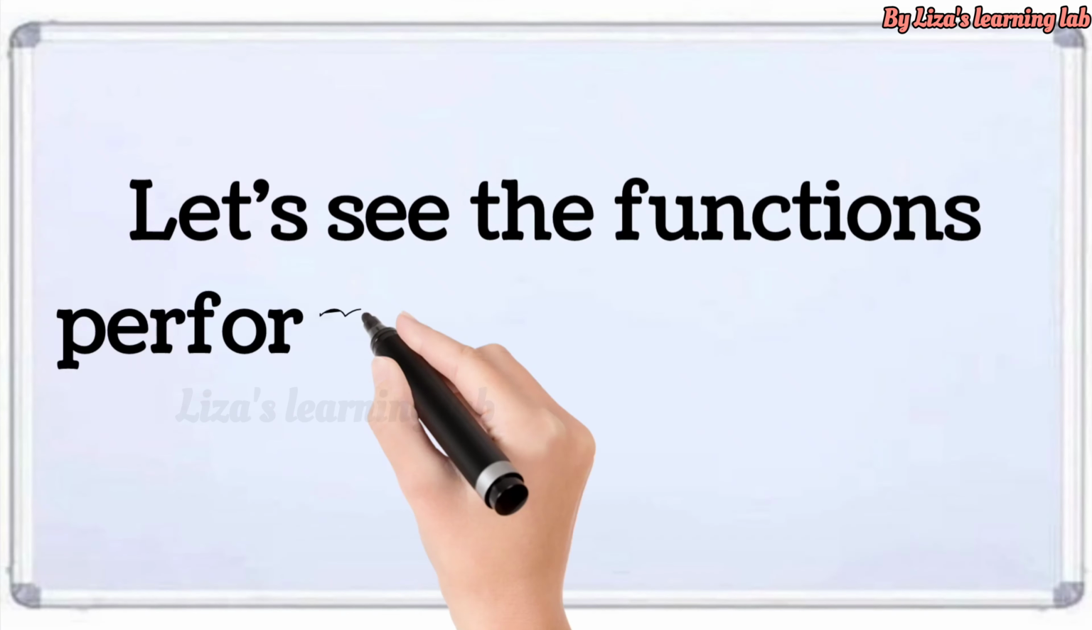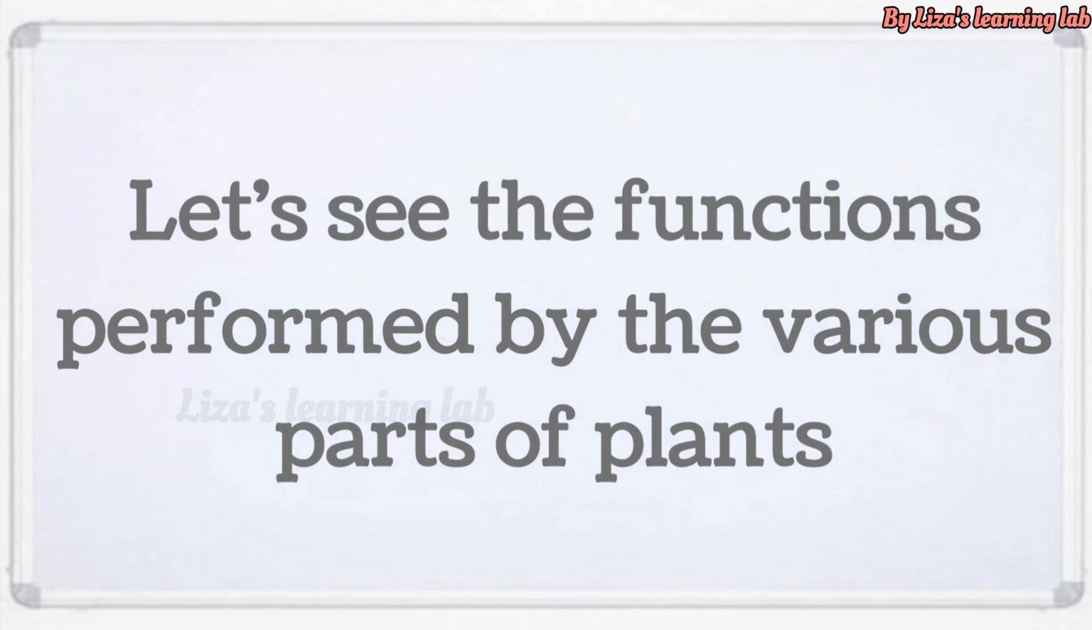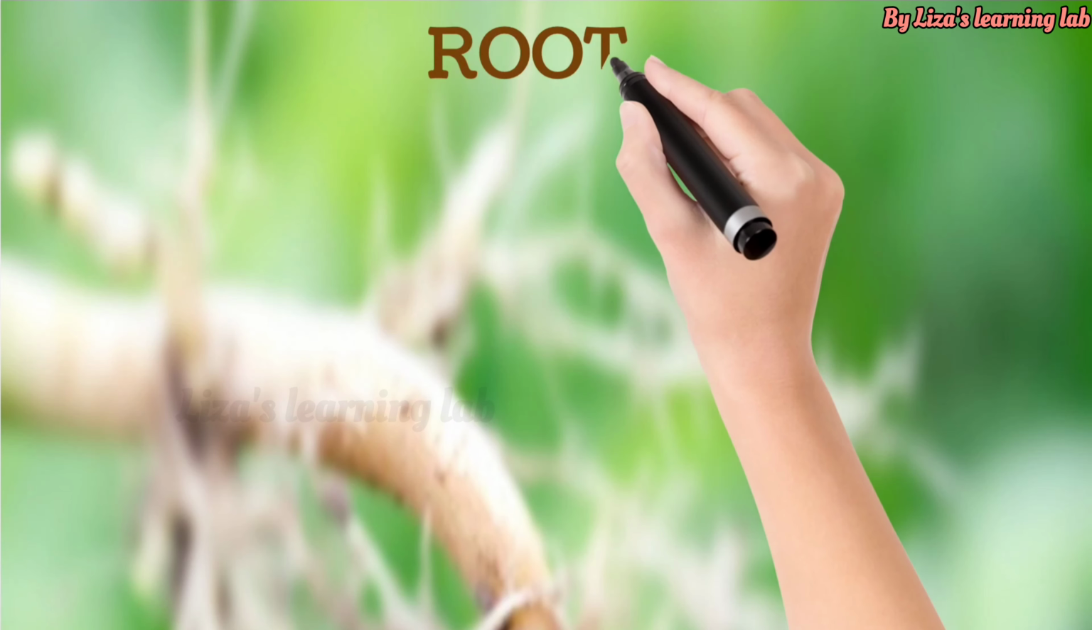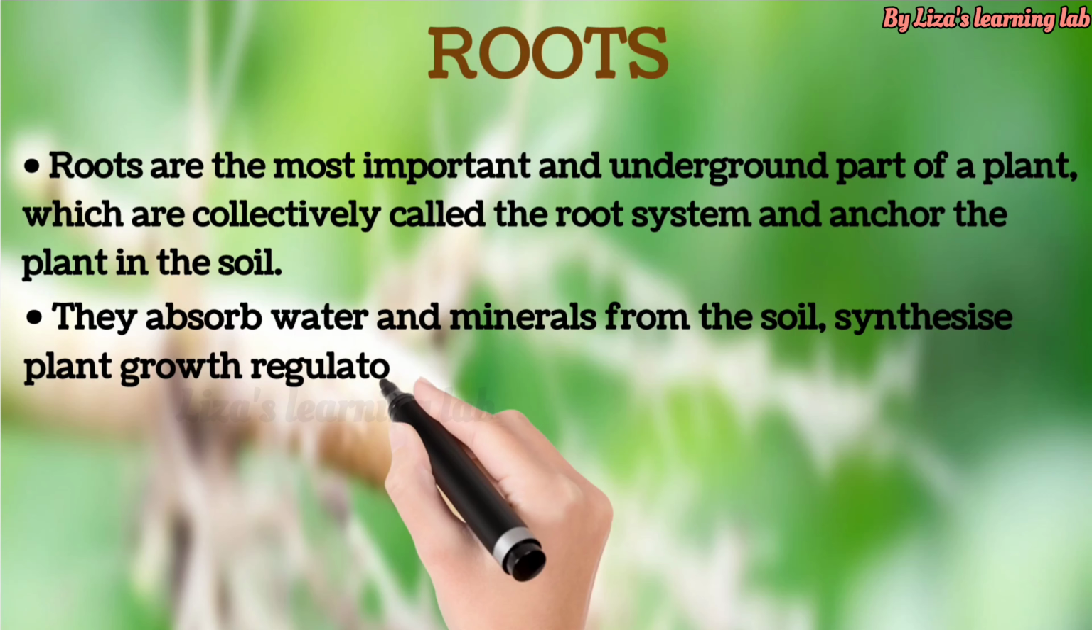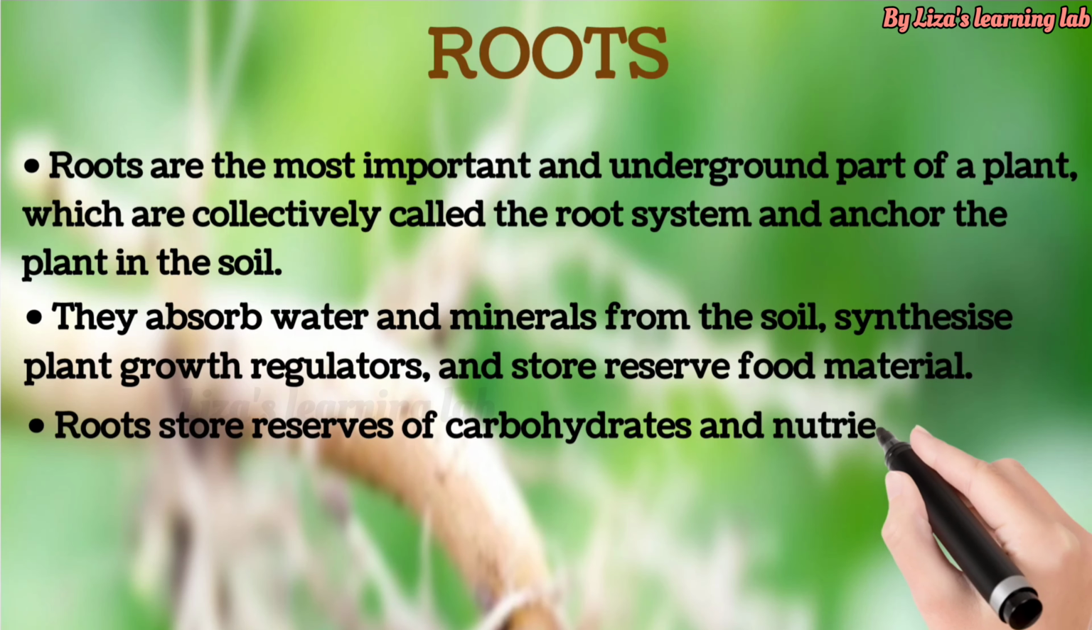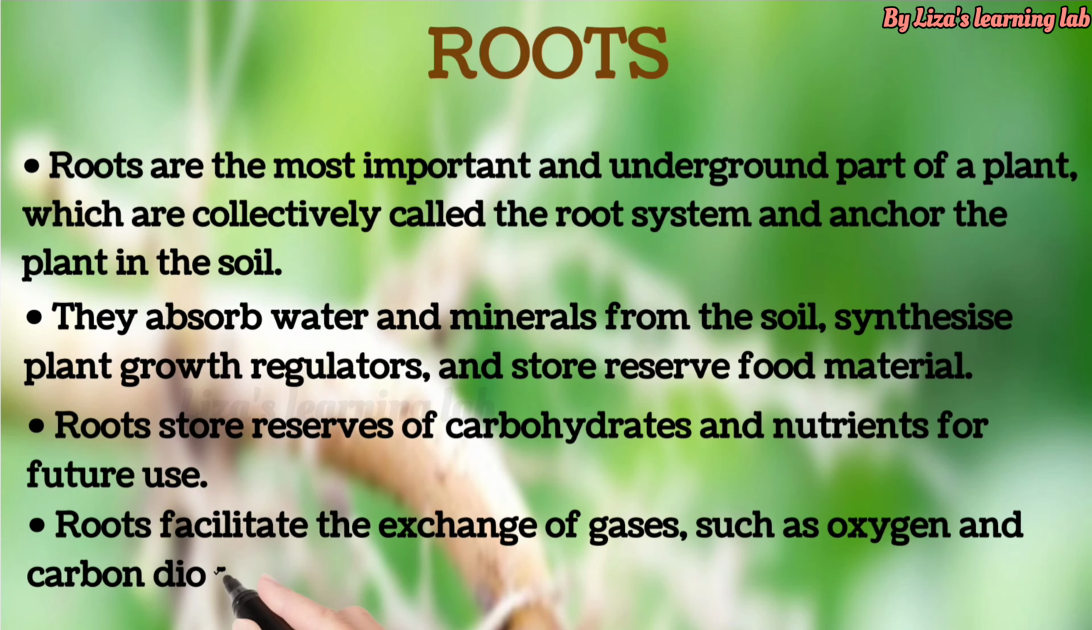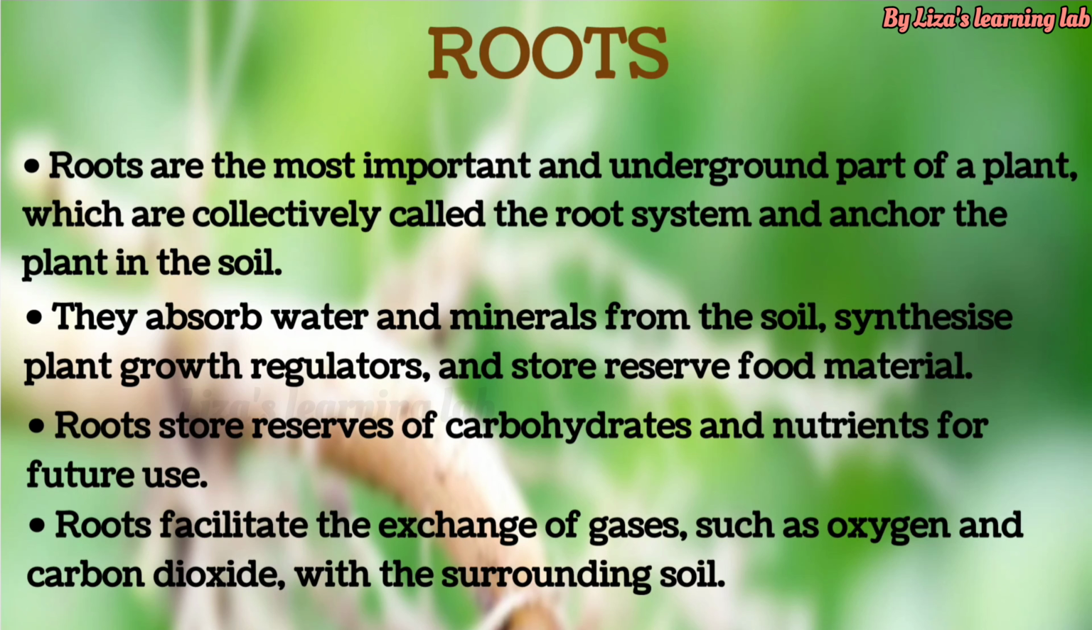Let's see the functions performed by the various parts of plants. Roots. Roots are the most important and underground part of a plant, which are collectively called the root system, and anchor the plant in the soil. They absorb water and minerals from the soil, synthesize plant growth regulators and store reserve food material. Roots store reserves of carbohydrates and nutrients for future use. Roots facilitate the exchange of gases, such as oxygen and carbon dioxide, with the surrounding soil.